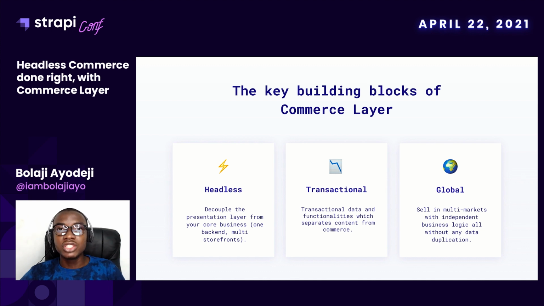So Commerce Layer manages the transactional data and functionalities of your e-commerce platform, which separates content from commerce. So Commerce Layer is not a content management system. We don't manage your content. You manage your content on your most preferred content management system like Strapi, and we give you the flexibility of integrating your content from a CMS into your e-commerce platform. Now, this transactional data can include your prices, stock, orders, and much more.